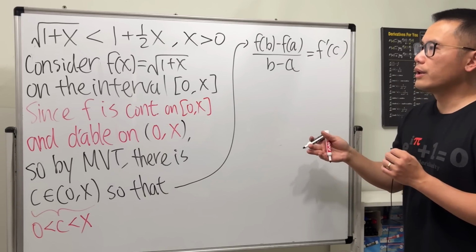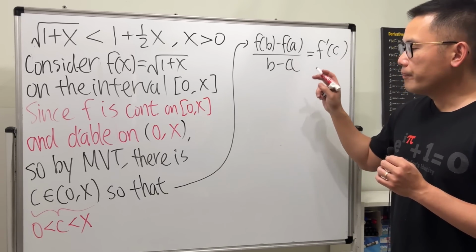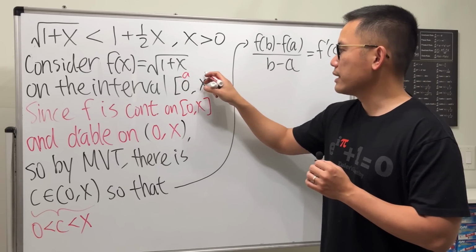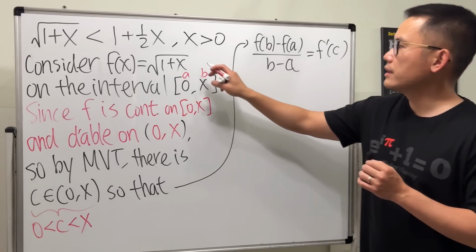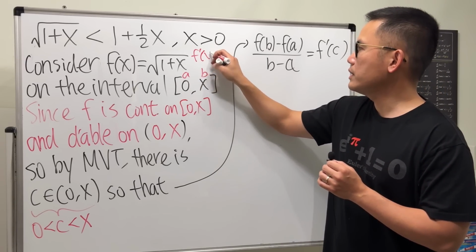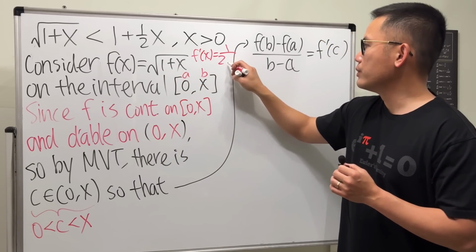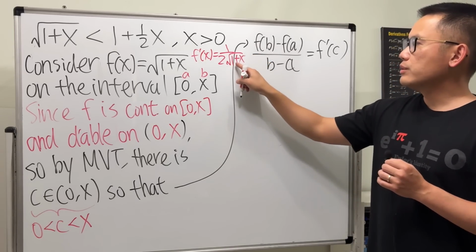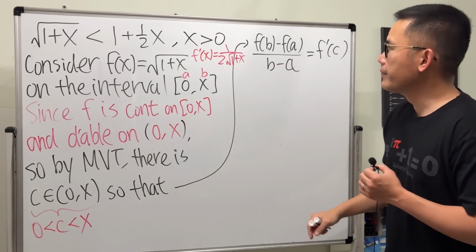Alright, now we can just go ahead and plug in the things that we need. Well, a and b, the interval here is 0 to x, so this is a and that's b. And our function, let's just also denote that if you take the derivative of square root, it is 1 over 2, and then the inside, right, square root of the inside. And use the chain rule, but you multiply the derivative of the inside, which is just 1, so it doesn't matter.